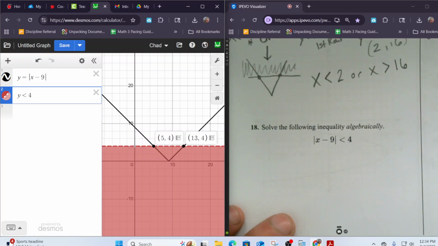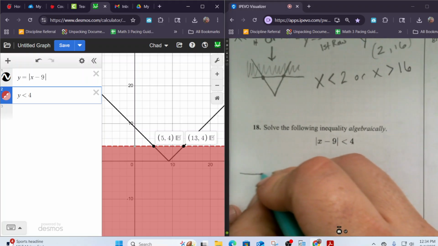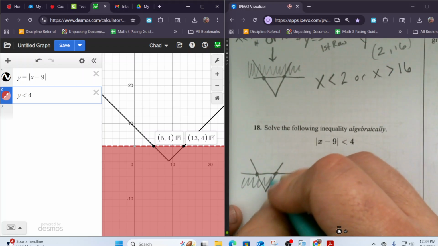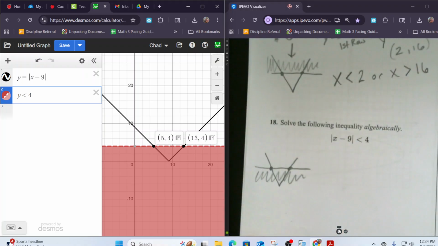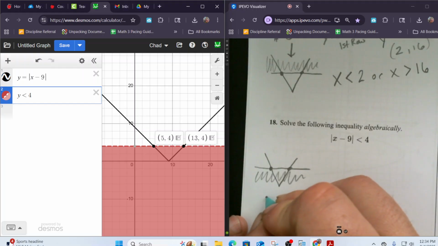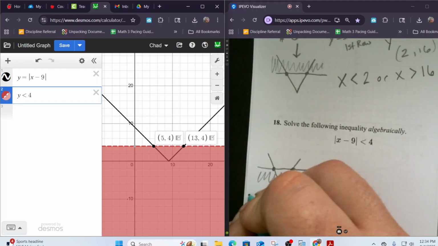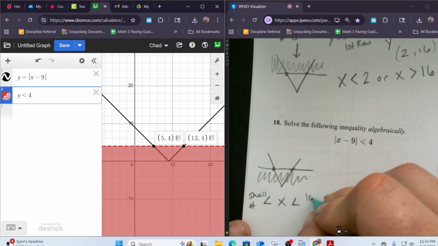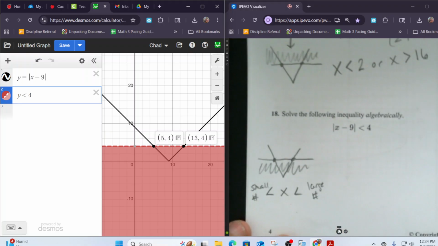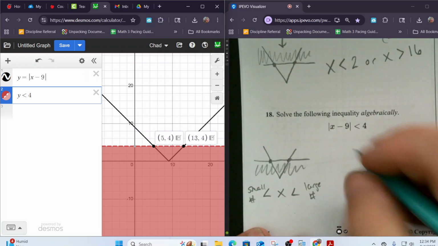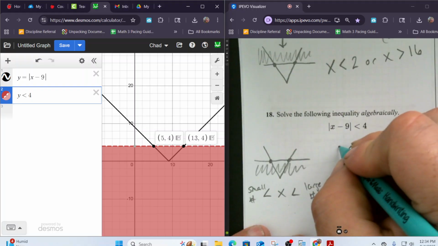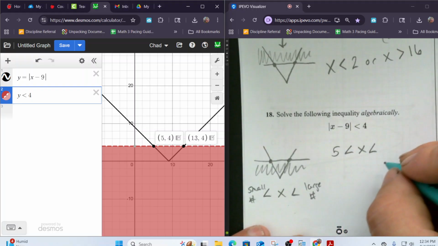Now notice the legs are not shaded this time. It is the V shape. So if the V is shaded, it is small number, large number. So pretty simple. It's less than x, less than. My small number on here is 5. Large number where it crosses is 13.